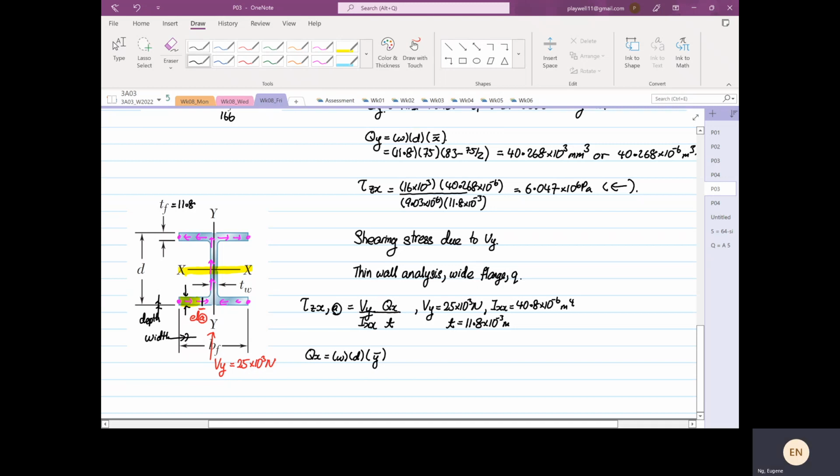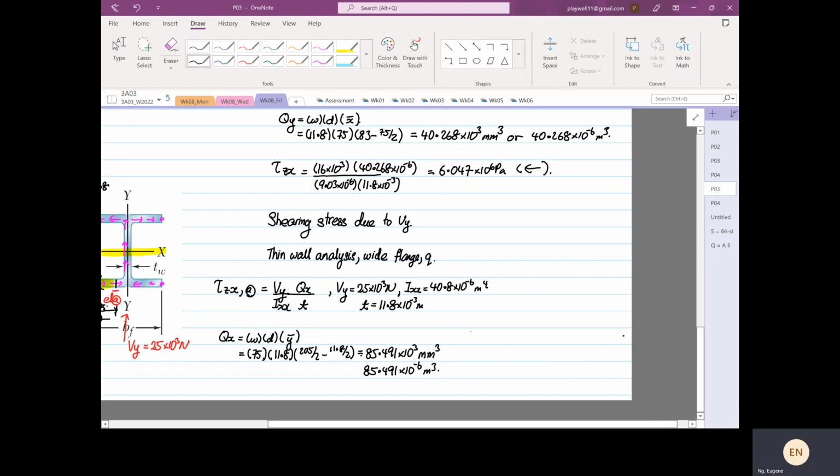Okay, so for this case, our width is equal to 75, because of the distance to A. The depth is 11.8, and the y bar is 205 divided by 2 minus 11.8 divided by 2. Okay, so this will give us 205 divided by 2 minus 11.8 divided by 2, times 11.8 times 75, which is equal to 35.491 times 10 to the power 3 millimeter cube, or 85.491 times 10 to the power minus 6 meter cube. Okay, so now we know everything. We can calculate our shear.